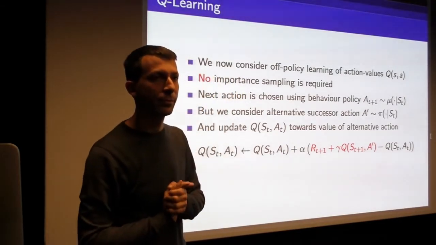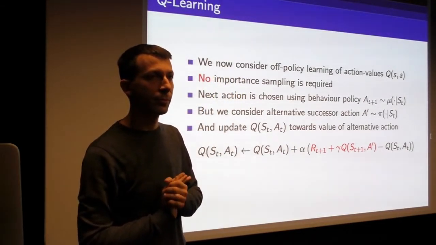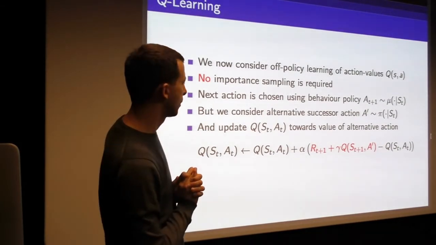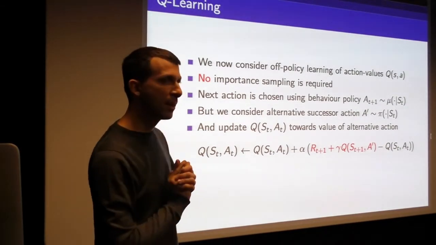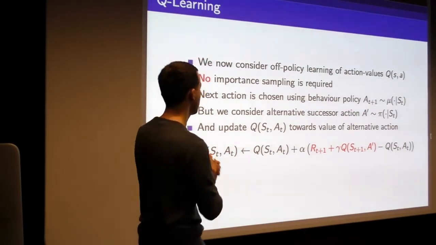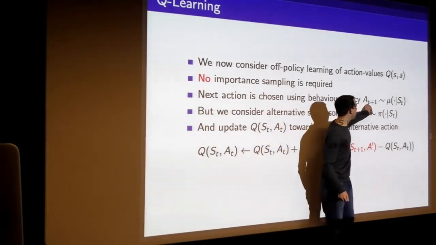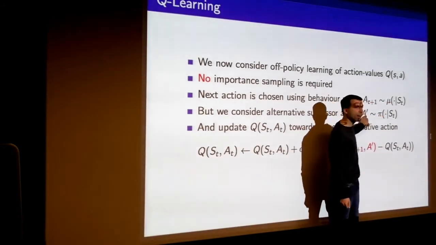Yeah. Can you just be clear, like, which parts are from your behavior that you stored and which is online in that last equation? Nothing is stored. So you're sampling A_{t+1} from your behavior policy, and you're sampling A prime from your target policy.